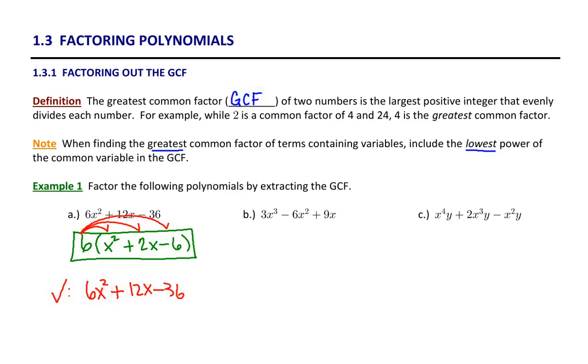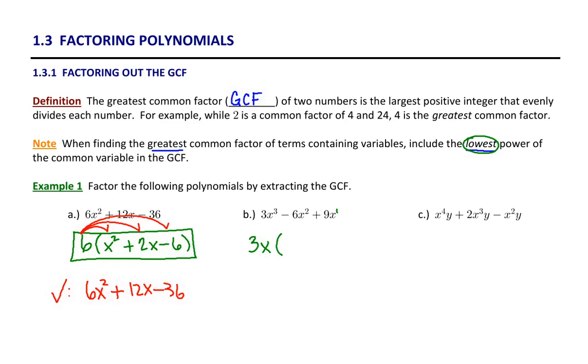We have the trinomial 3x cubed minus 6x squared plus 9x. So I'm going to take one thing at a time and look at the coefficients 3, 6, and 9 and observe the greatest common factor there is 3. So I'm going to put that into my GCF. But also notice all terms have at least x to the power of 1. Remember, we include the lowest power of the common variable in the GCF. The lowest power that we have in common here is x to the first power. So our GCF in this case is 3x.